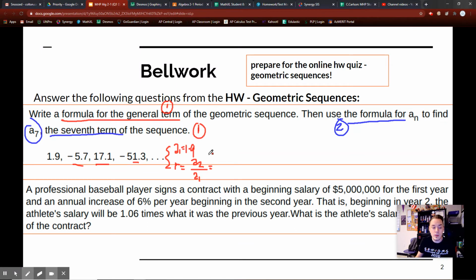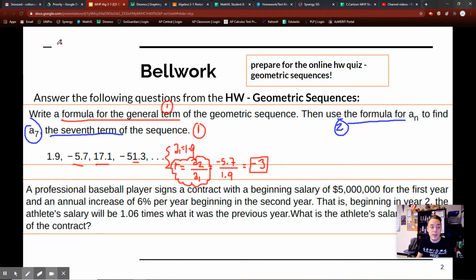So what is a sub 2? A sub 2 is negative 5.7, and then a sub 1 is 1.9. When I divide these, I actually get an amazing number, my sister's favorite number, 3. And of course, I have a negative. So again, if you need to find your r, and it's not so easily found by just looking at the sequence, then you can use this quick formula, a sub 2 divided by a sub 1. Once you perform that operation, you should get your r. So what's my r? In this case, it is negative 3.